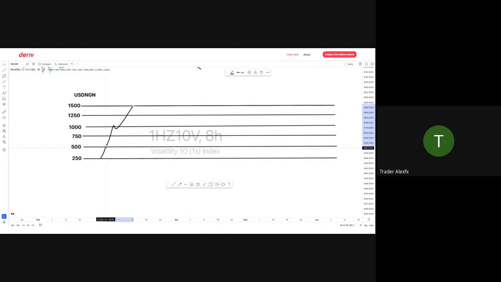You understand? But in the case of buy limits, the price of the market has already passed the 500. Maybe probably it is already at 750. But maybe one of you still believes that the price of the market is still going to come down. You understand? You believe that the market is going to come down. That's where you use your buy limit. Now, can you understand the difference?